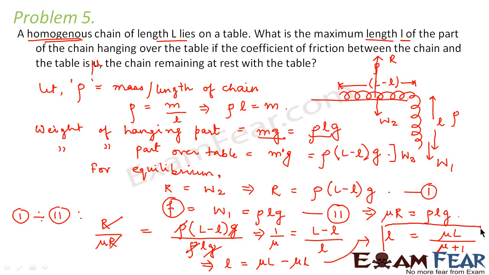So we find that the length of the chain which is hanging down the table comes out to be this value, and this is what was desired according to the question. It wanted us to calculate the maximum length of the part of the chain that would be hanging over the table.